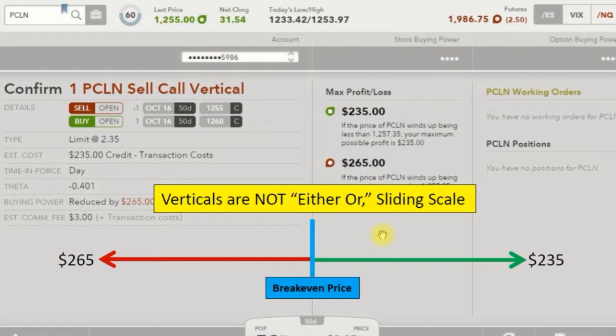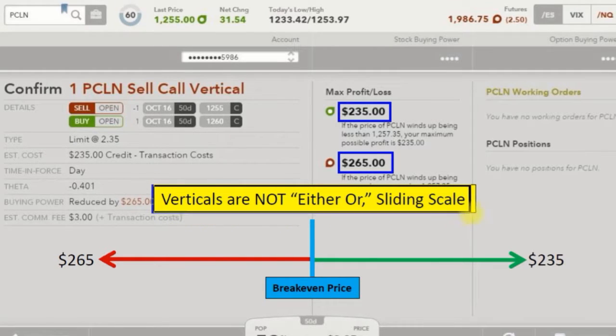So I also think it's important to understand how the profits and losses work for verticals, because this might look confusing to somebody that's never seen it before. You might say, Cal, I'm risking $265, but the most I can make is $235, which means it looks like I can never make any money with this trade. But it's important to realize that verticals are not an either-or scenario, it's a sliding scale.